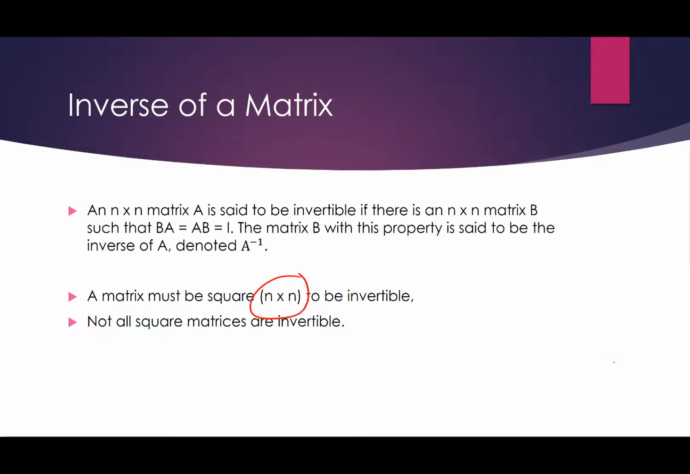Also, a matrix must be square to be invertible. We can't have 3 by 2 matrices or 1 by 3 matrices. They have to be squares. So 2 by 2s, 3 by 3s, 4 by 4s, things like that. But not all square matrices are invertible. Some are, some aren't, just the way it is.